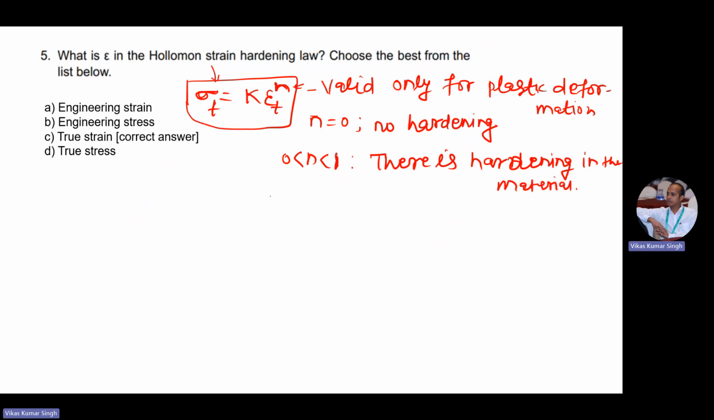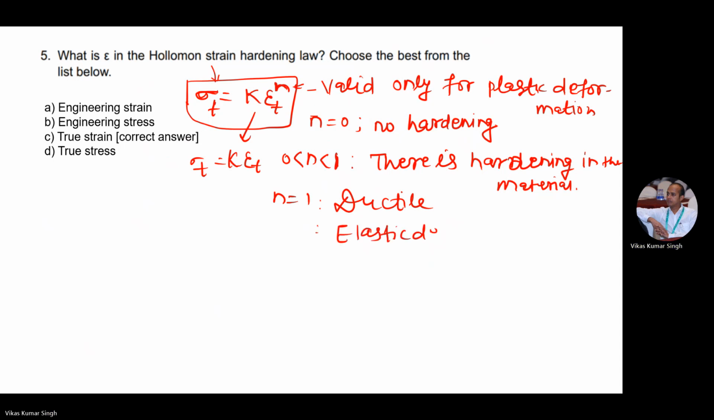Okay. When n equals 1, what will happen? N equal to 1 means elastic deformation only. How? Because n equal to 1 means this will become k into epsilon t. So it is elastic deformation, or you can say ductile material. Okay, so I hope this is clear.